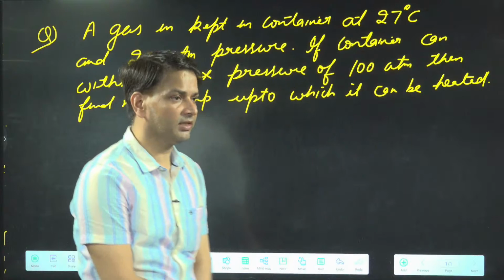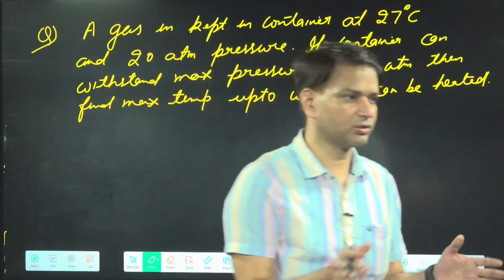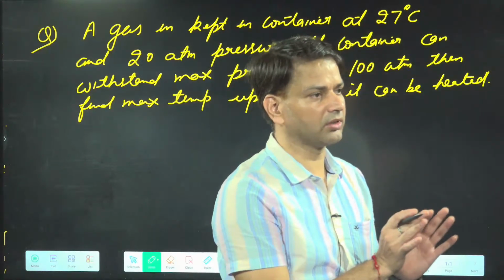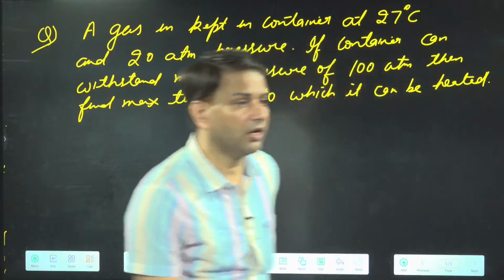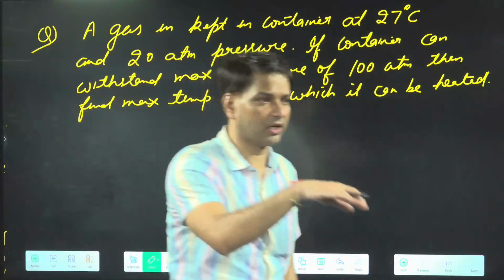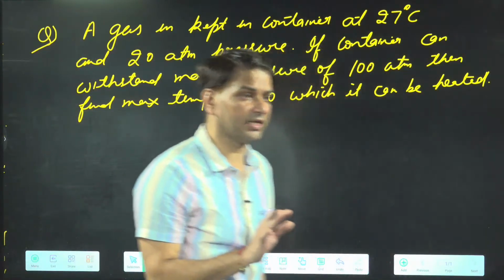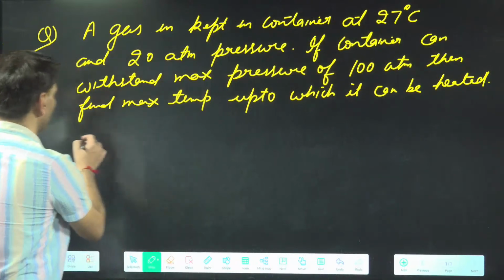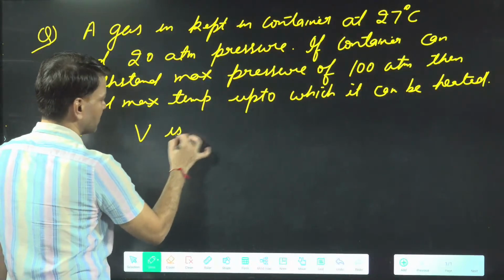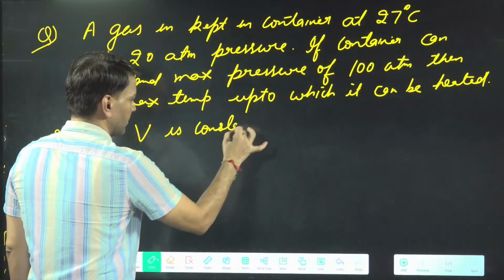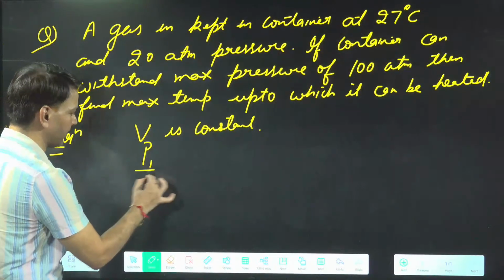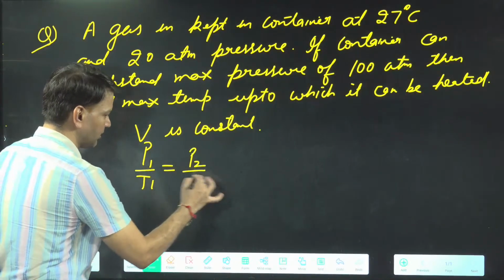First we have to see the gas is enclosed in the container, and the container volume is fixed. So we can say the volume of the gas will be constant. No gas is leaking out and we are not adding any gas, so the mass of the gas is constant. So in this case V is constant. When volume is constant, P is directly proportional to T. So we can say P1 upon T1 is equal to P2 by T2.